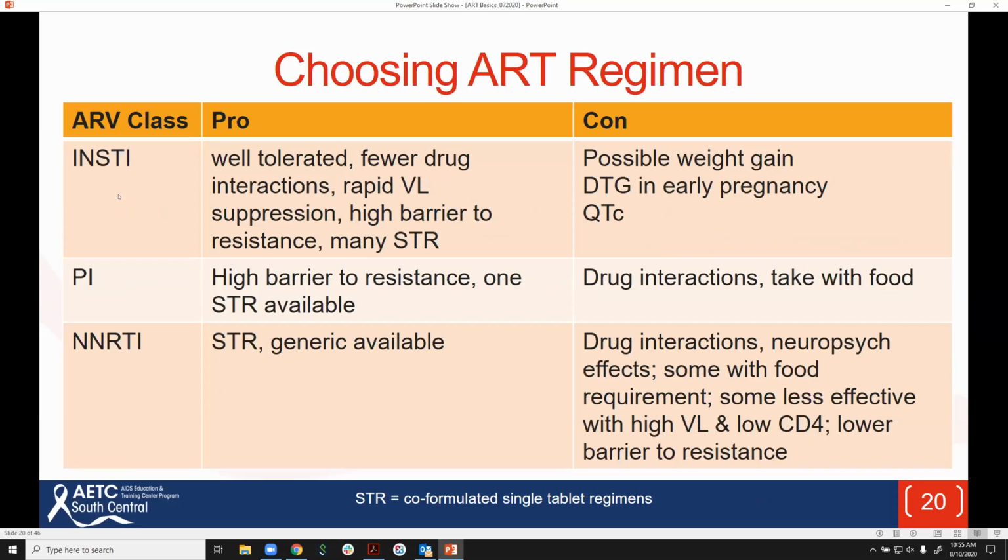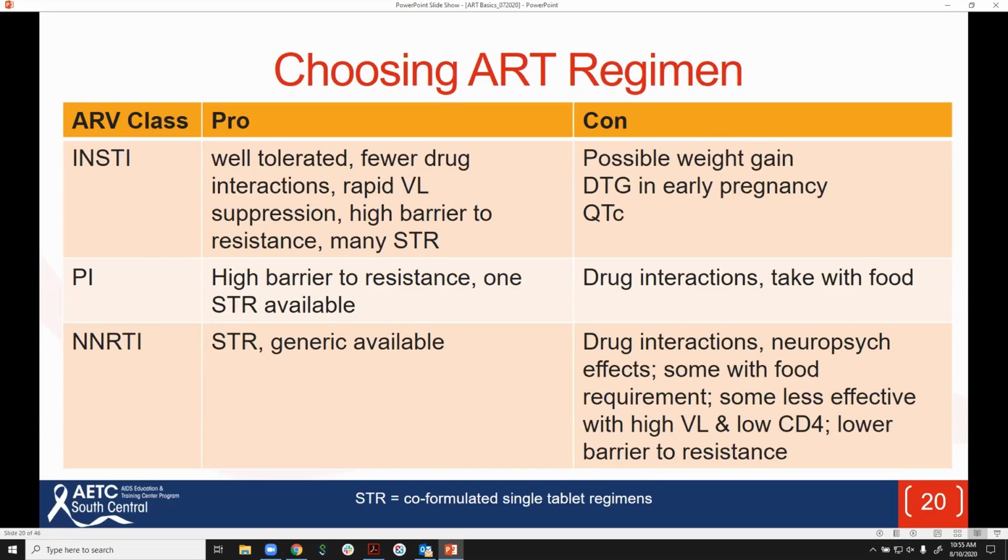So in addition to our NRTI background, what else are we going to use? The INSTI is the recommended, and our alternatives, the boosted PI and the NNRTI. So what about INSTIs? They're very well tolerated. There are fewer drug interactions. There's a rapid viral load suppression. With the PI and NNRTI-based regimens, it often can take 3 to 4 or 5 months to get from a high viral load down to undetectable. In the INSTIs, I've seen anywhere from 1 to 3 months to get to undetectable. So really quite fast.